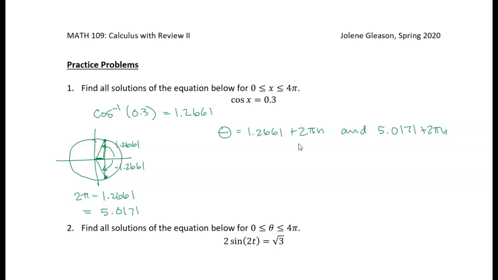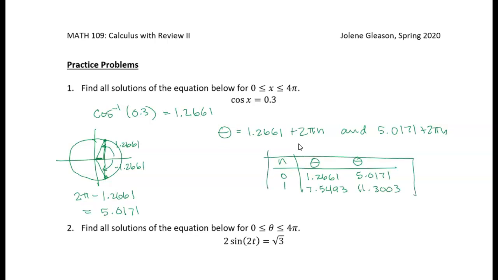Okay, so let's just make a little table here, our theta values for n equals 0 and n equals 1. When n equals 0, I get 1.2661 and 5.0171. If we add 2 pi to those numbers, we get 7.5493 and 11.3003. Okay, so there's our solution for the first practice problem.